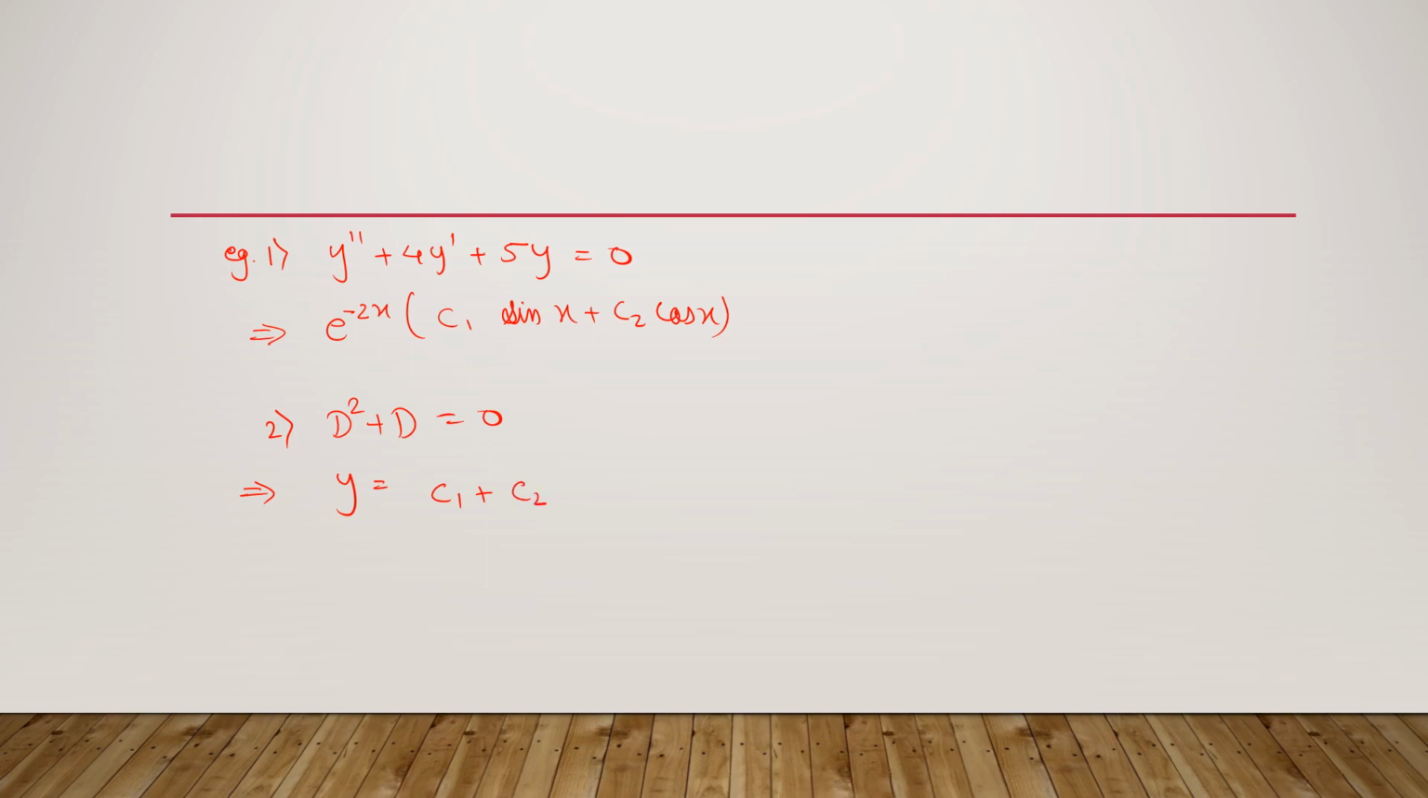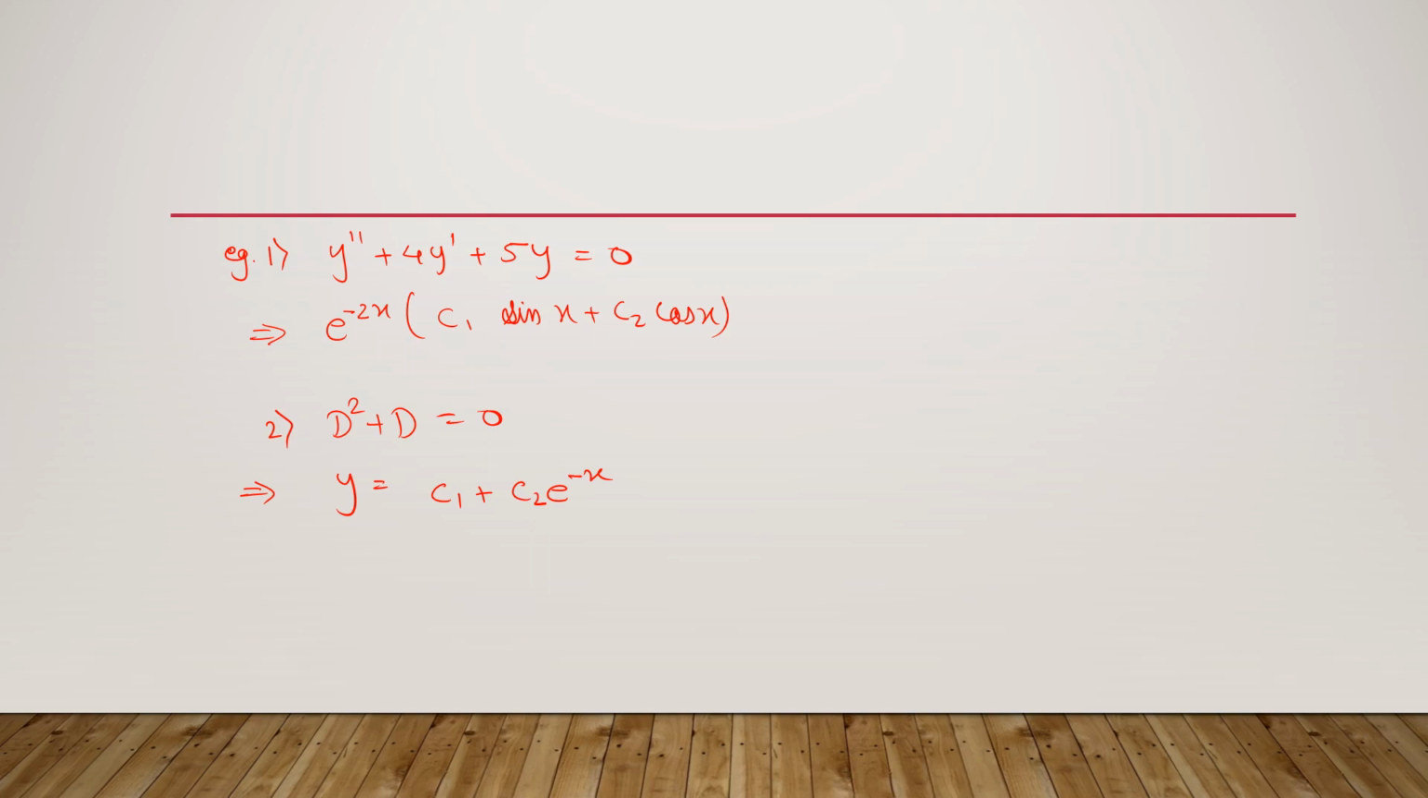Example: y double dash plus 4y dash plus 5y equal to 0. The solution for this equation is e to the power minus 2x (c1 sin x plus c2 cos x). Similarly, take another example, that is (D square plus D) equal to 0. The solution for this equation is y equal to c1 plus c2 e to the power minus x.